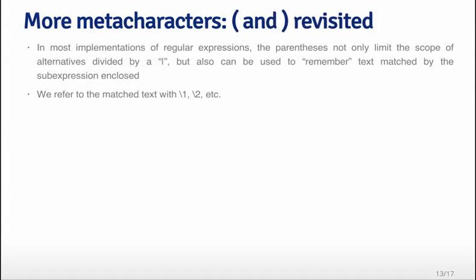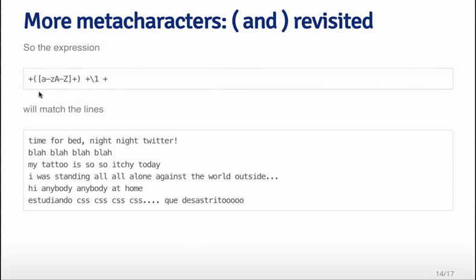In most implementations of regular expressions, the parentheses not only limit the scope of the alternatives provided by this or, but they can also be used to remember the text matched by the sub-expression. We refer to the matched text with escaped numbers like escape 1, escape 2, and so forth. So for example, here what we're looking for is a space followed by at least one, but possibly more characters, followed by at least one space, followed by the exact same match that we saw within the parentheses.